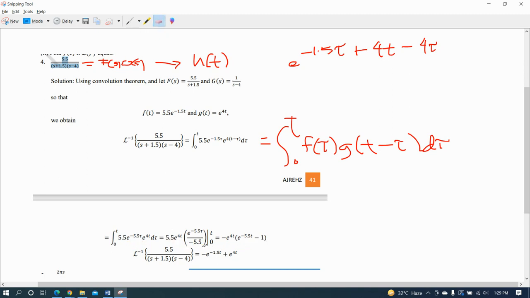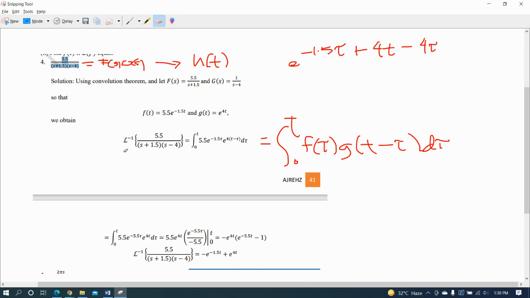And then, the inverse Laplace transform now of 5.5 over s plus 1.5 times s minus 4 is simply equal to... So when we multiply this, guys, and simplify, it is now equal to e raised to negative 1.5t plus e raised to positive 4t. So we just multiplied this, guys. We just combined them. Okay? And this is now the result. Okay? So that's it. That's all.